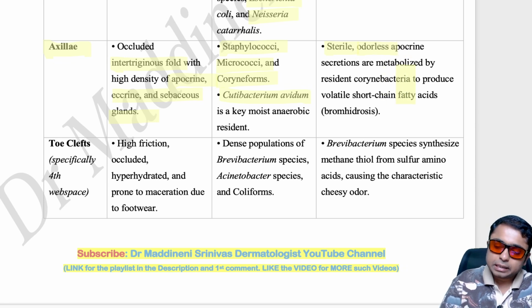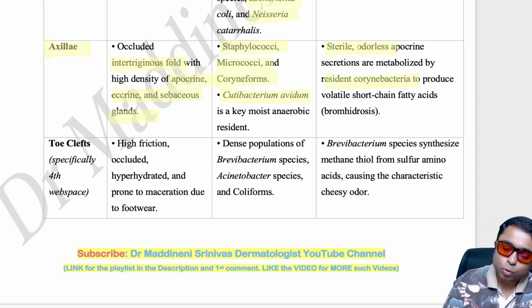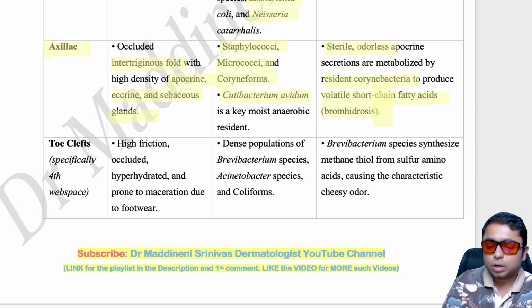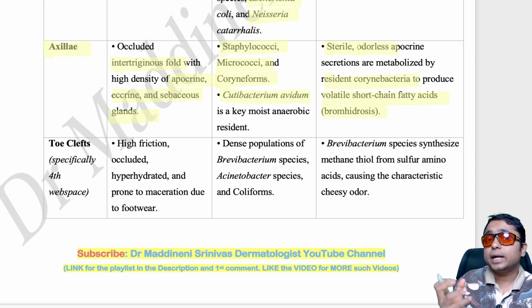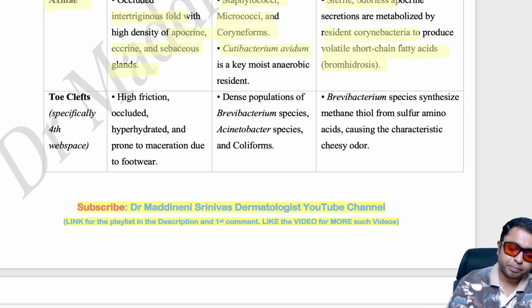But if there is metabolism of this sweat by the resident Corynebacteria, it can produce volatile short-chain fatty acids, which could lead to the bad odor, which is clinically called bromhidrosis in these patients.